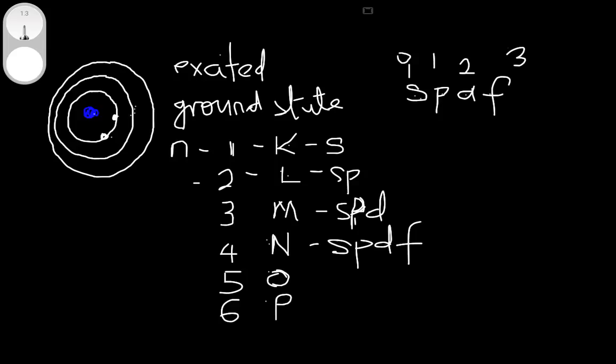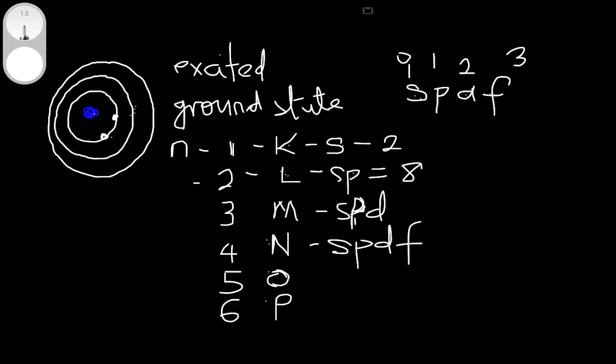So since K has S as the only sub level, the total number of electrons that will be found in K will be 2, since S can carry only 2. While L has S and P. S can carry 2 electrons, P can carry 6 electrons. So 2 plus 6 is 8.